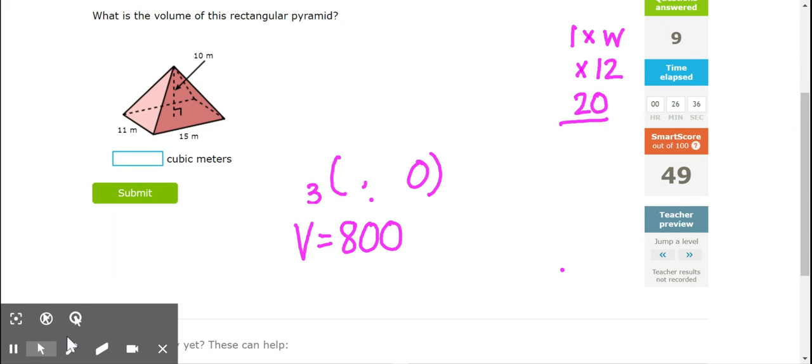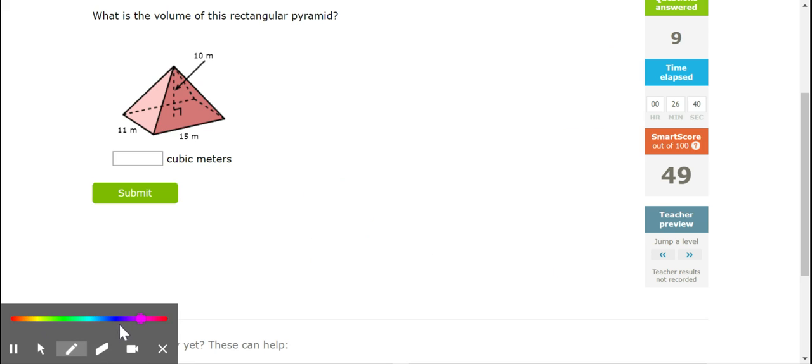Another pyramid. Maybe in a minute we'll get a cone before we get to 60. If not, I'll have to just go find some.